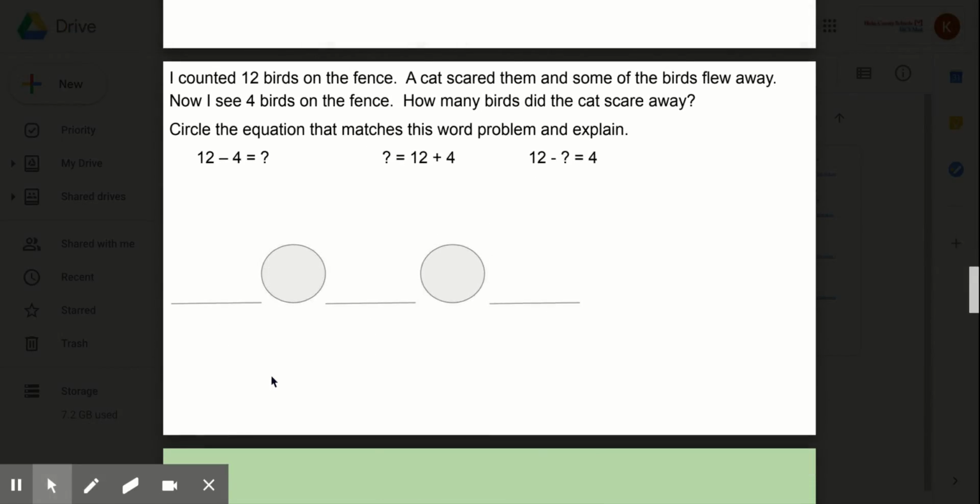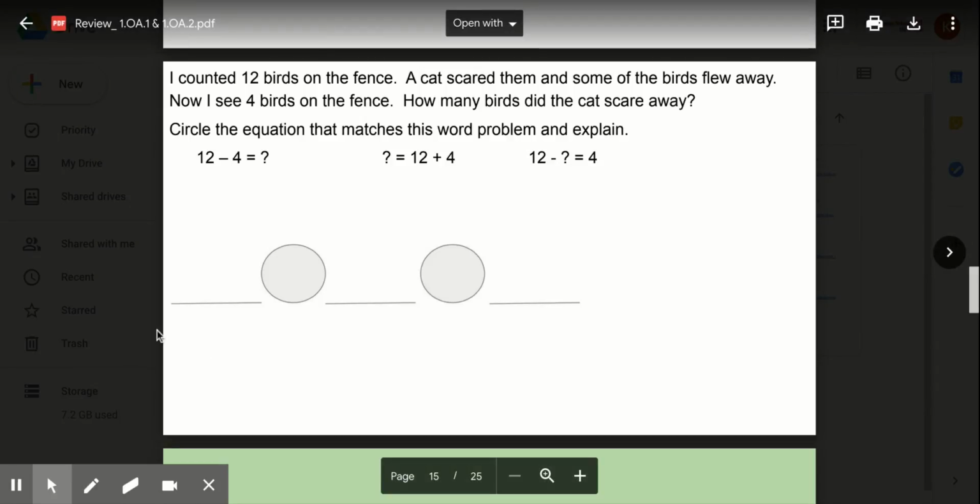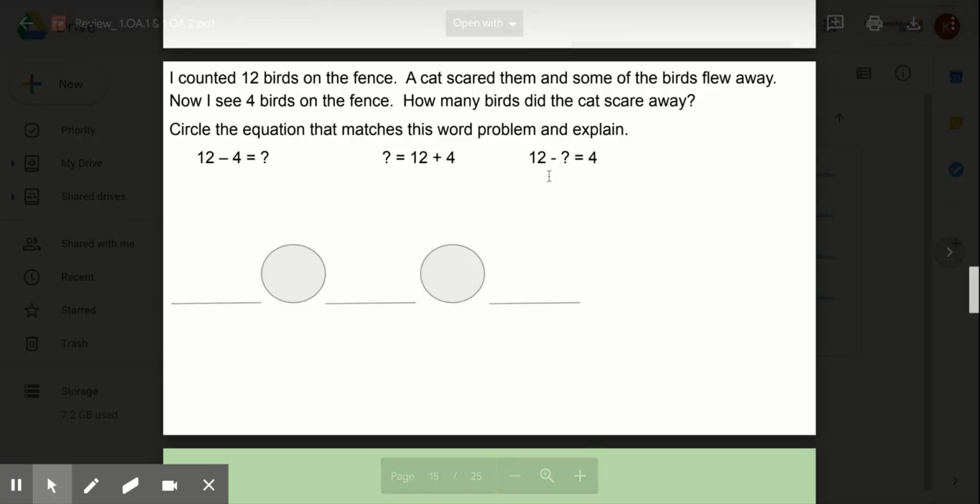Okay, now this is a you do. So I'm going to read you the problem and then I want you to pause the video to solve. I counted 12 birds on the fence. A cat scared them and some birds flew away. Now I see 4 birds on the fence. How many birds did the cat scare away? Circle the equation that matches this word problem and explain. So the first thing you're going to do when you pause the video is you're going to create an equation that matches the story problem, solve it, and then circle which problem matches yours.